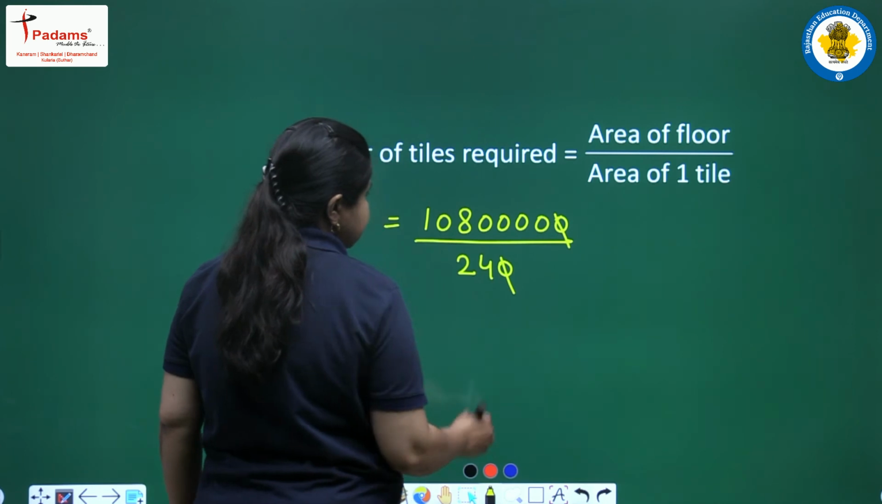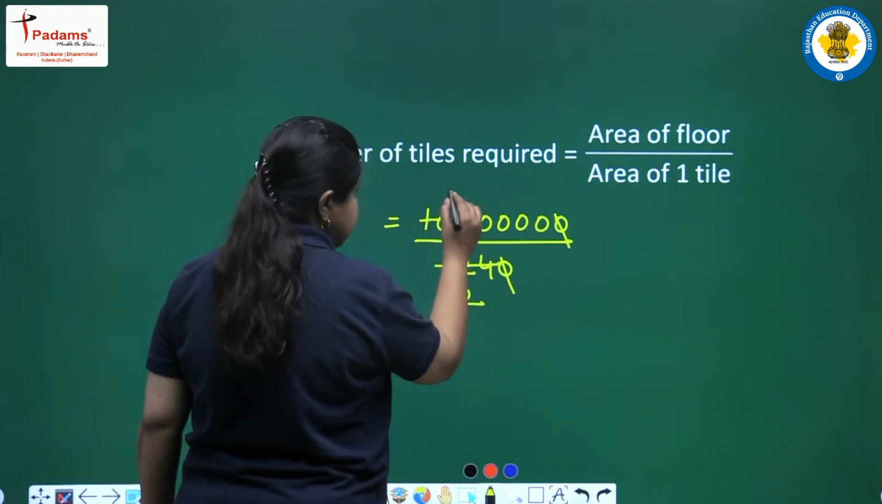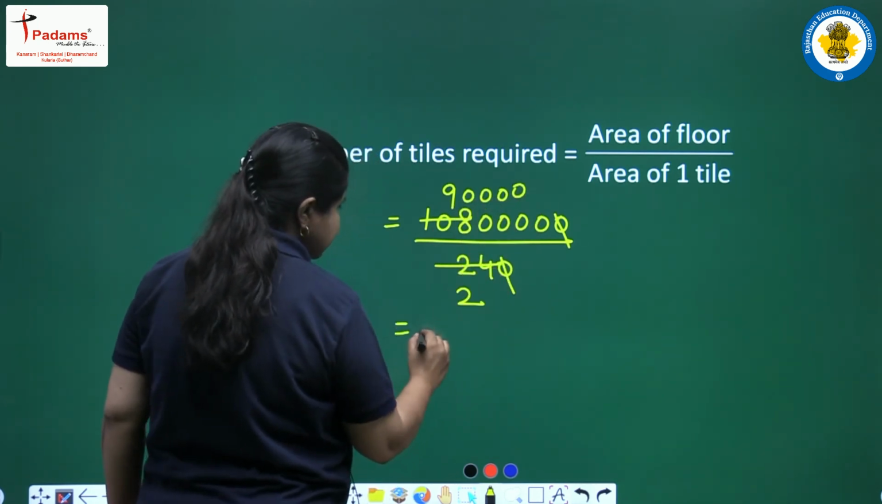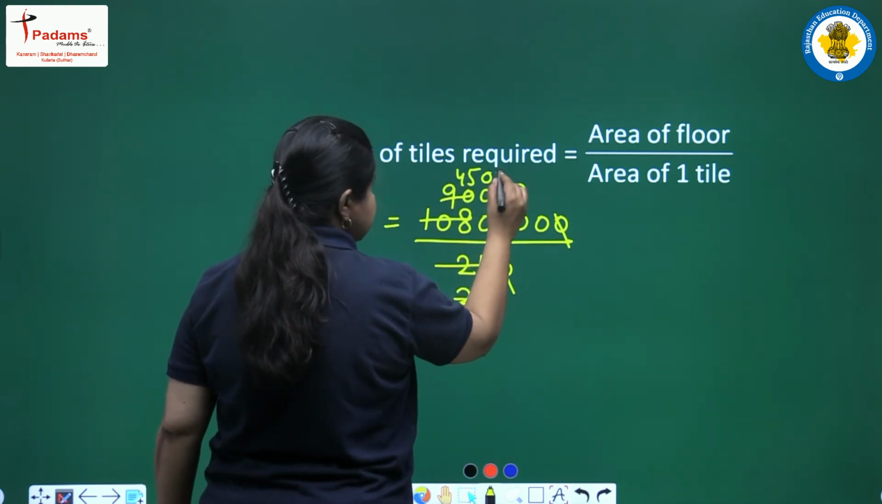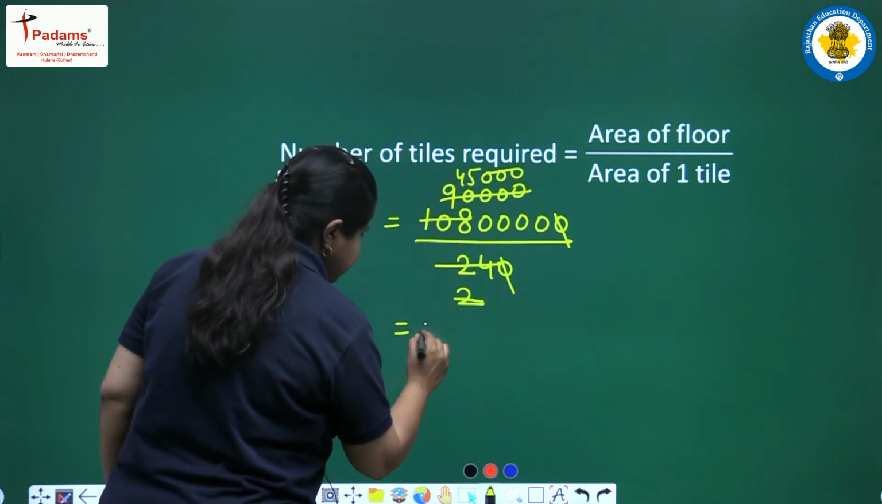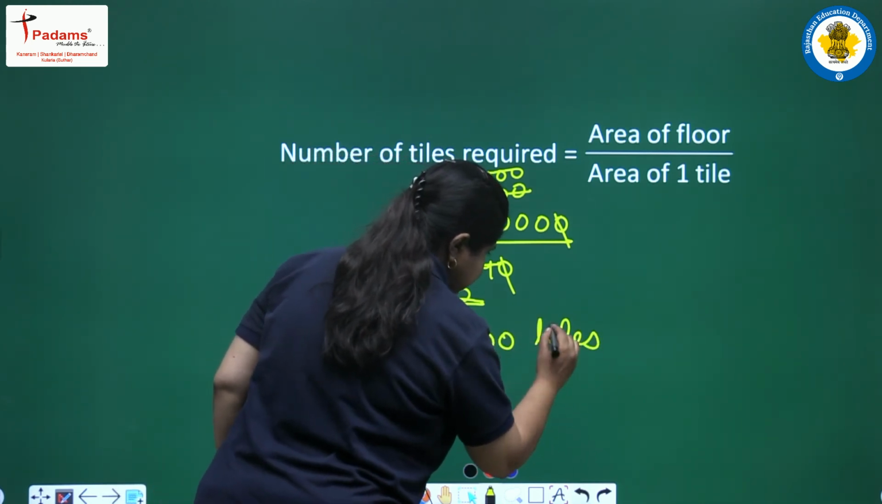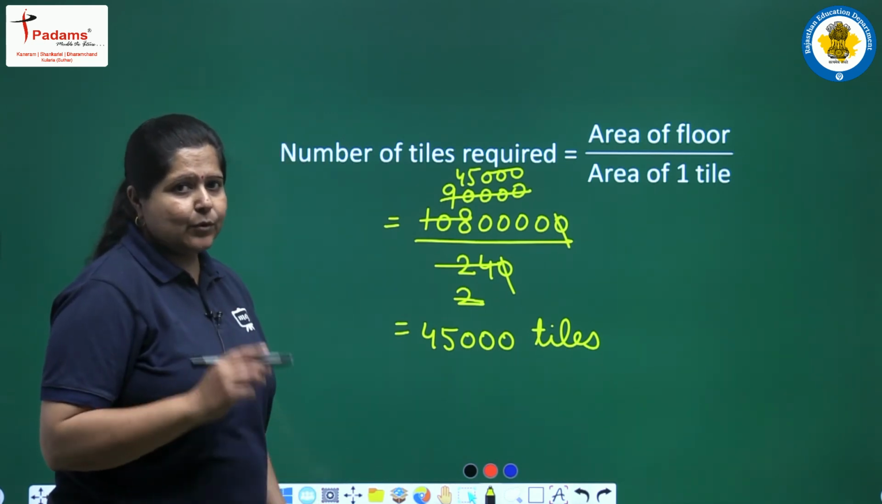Cancel this 0. Then you can easily divide by 12. 12 2s are, 12 9s are, and then we have 1, 2, 3, 4. Again you can divide by 2. This will go 45 times and then we have 3 zeros. So actually this is equal to 45,000 tiles. These tiles are required, this much number of tiles are required to cover up the full area.